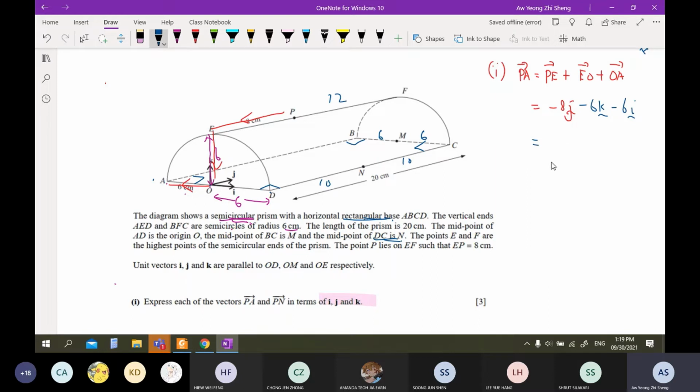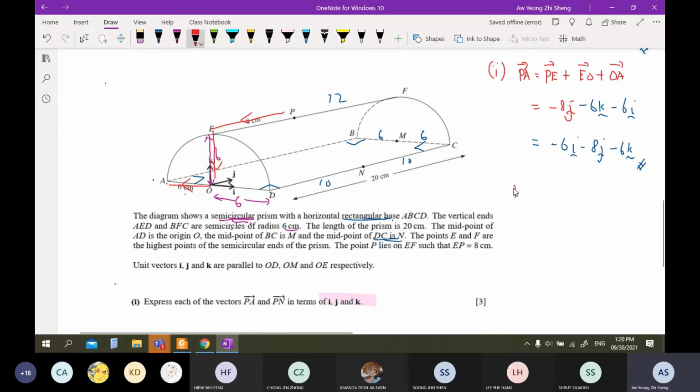Okay. When we give answers in terms of ijk, it is preferable to arrange it in order: minus 6i minus 8j minus 6k. Arrange it in the order of ijk, and then done. If you don't rearrange, it's actually fine, but it's better to rearrange when things are given in terms of ijk.